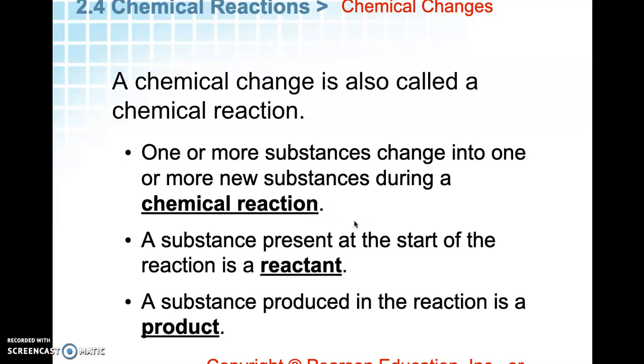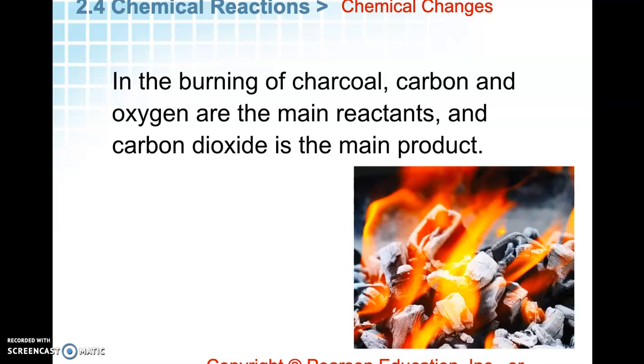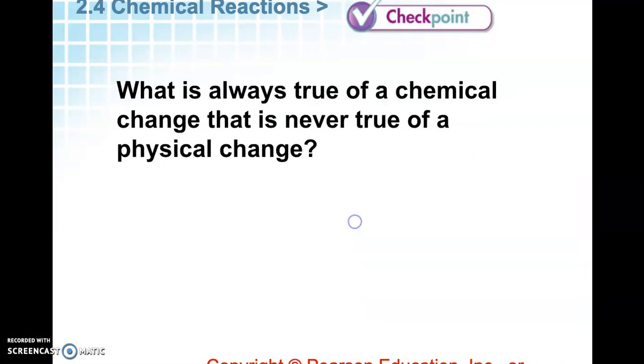What we have at the start of a chemical reaction is called a reactant. What we get at the end, or what is produced, is called a product. When we burn charcoal, carbon and oxygen are the main reactants. The main product is CO2, carbon dioxide. So we have reactants and products even in the burning of charcoal.